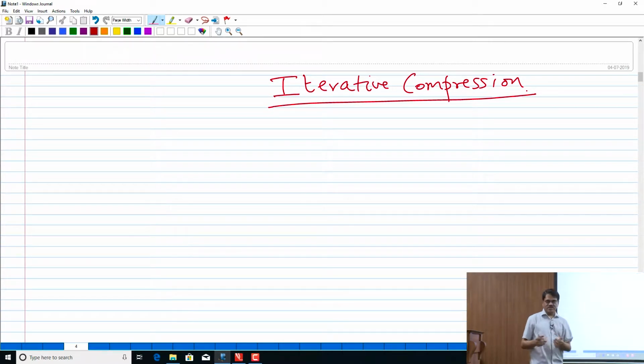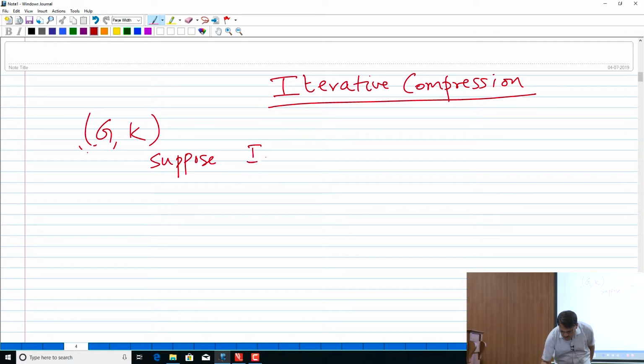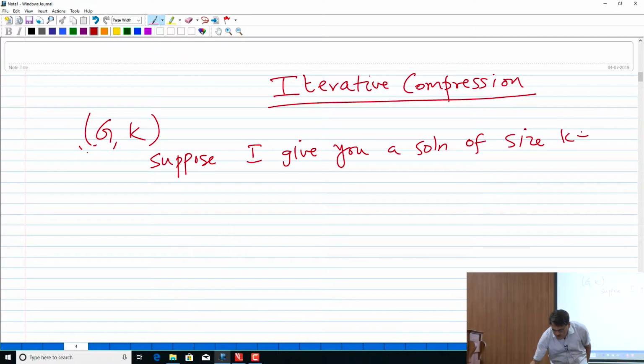So let me try it on vertex cover first, and then we will come to feedback vertex set. So what is the idea here? Suppose again you have a graph G and an integer k, and you are looking for a solution of size k. The solution could be a vertex cover, or a feedback vertex set, but let me say something more general, and then we will instantiate it. So suppose I give you a solution of size k plus 1. So I am talking about a special problem.